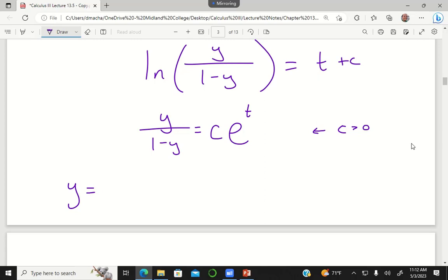This is going to be c e to the t minus y c e to the t. And so I'll add that to both sides and then factor out the y and then divide, and I'll get y equals c e to the t divided by 1 plus c e to the t. If I did that right. Double check my work. So we add that, factor out the y, divide. I think that's right.